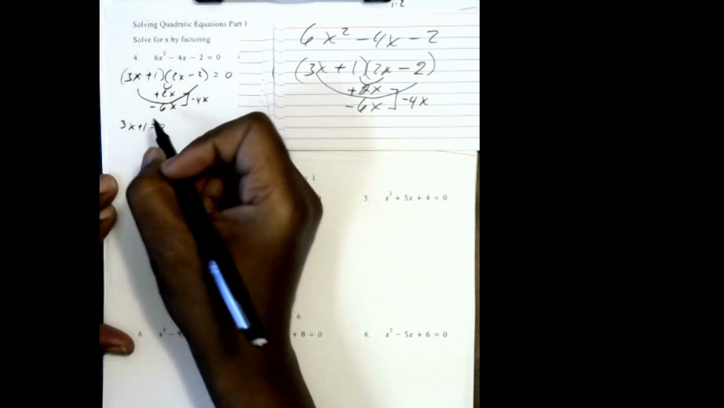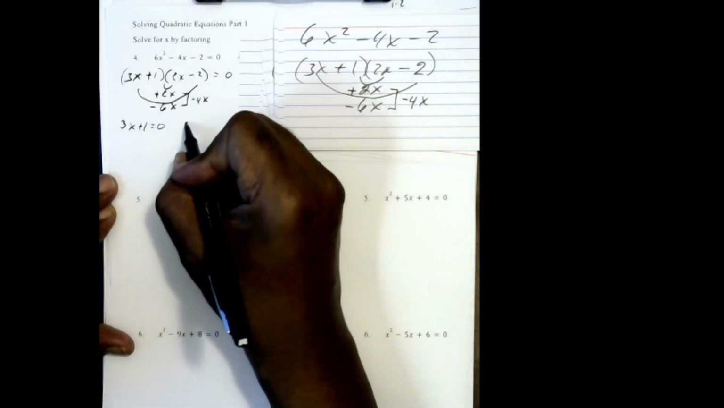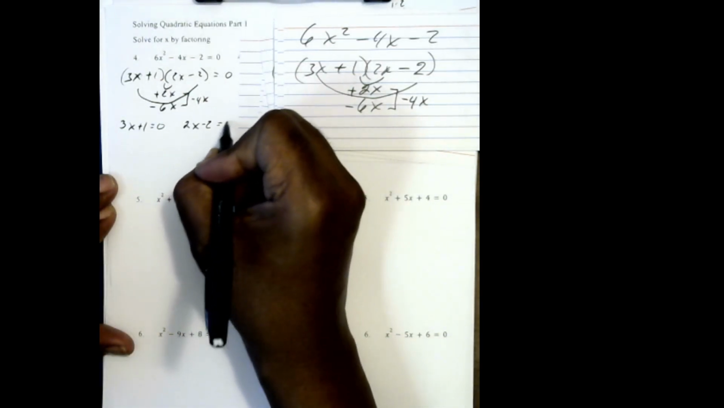Okay, now that we have the right two binomials, and these are both linears, you can take each linear factor, let's say 3x plus 1, and set it equal to 0, and you can solve that for a solution. You can take the other linear factor, the 2x minus 2, set that equal to 0, and you can solve that for x and get another solution.